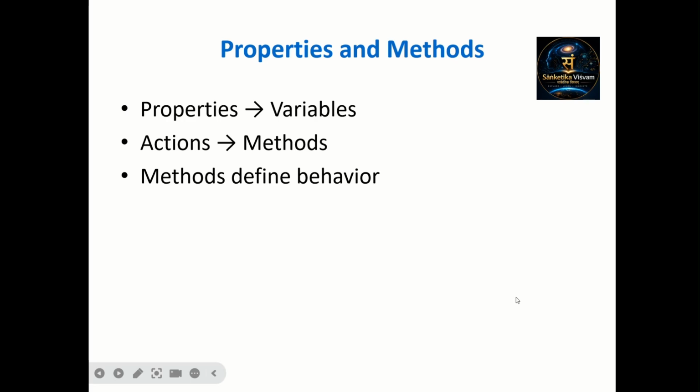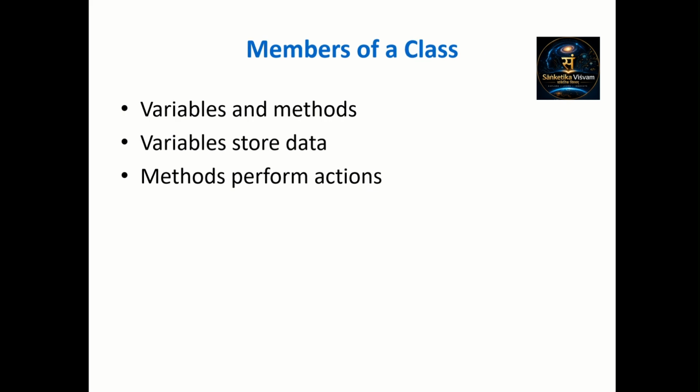Here, the properties are nothing but variables and the actions are nothing but methods. A method defines the behavior of a class. Members of the class: variables and methods are the members of the class. Variables store the data and methods perform actions.